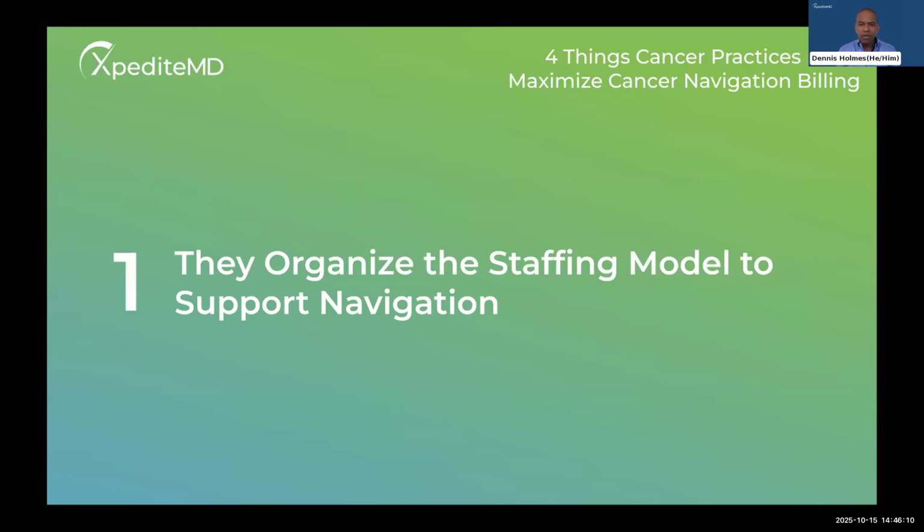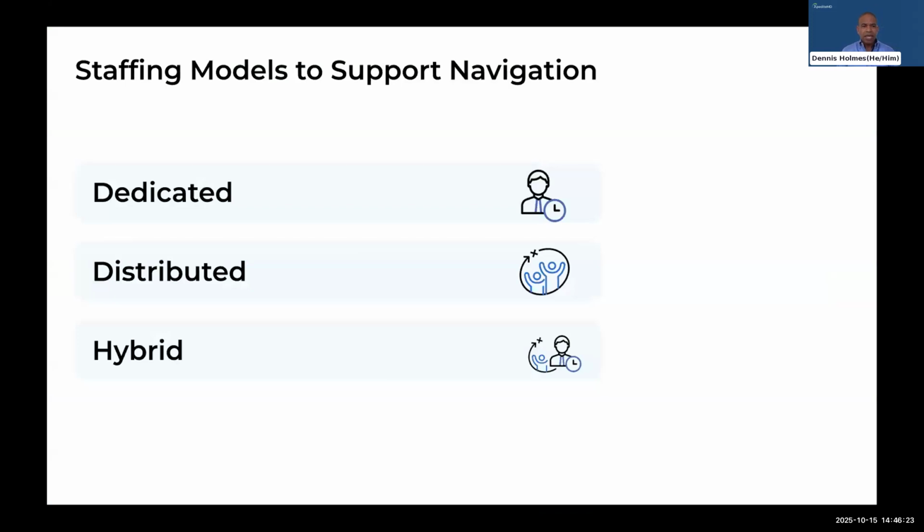So let's drill down to the 4 things practices do to maximize cancer navigation revenues. First, they organize the staffing model to support navigation. And the 3 basic models that we have outlined, to some degree, there's a bit of overlap, but let's at least accept the basic concept that we consider navigation as either a dedicated task, a distributed task, or a hybrid model.